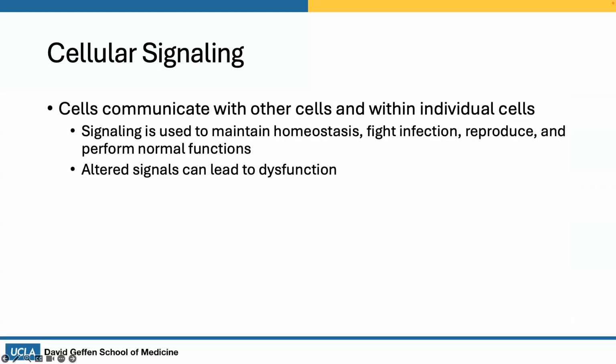So, cellular signaling. Cells don't operate in isolation. They're constantly talking to each other, communicating, responding to what's happening inside and around them. It's what allows our body to stay alive, balanced, and responsive. So cells use this signaling to do a couple different things. They use it to maintain homeostasis, so they keep our internal conditions stable. They use it to fight infections by recognizing pathogens and coordinating immune responses. They use it to reproduce through hormone signals, and perform normal functions like muscle contraction and digestion.